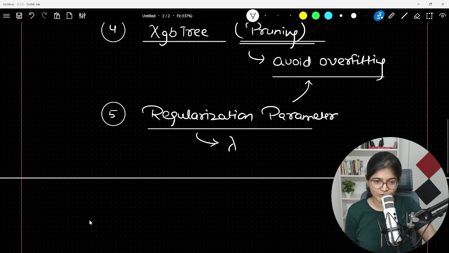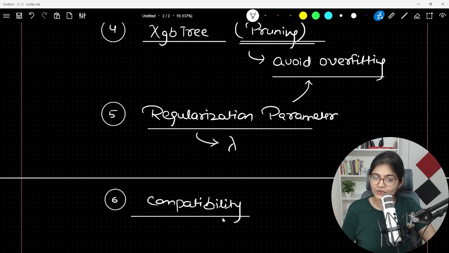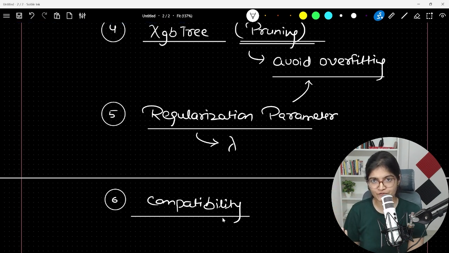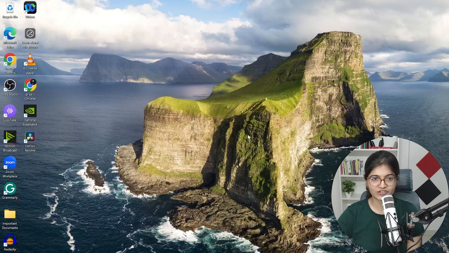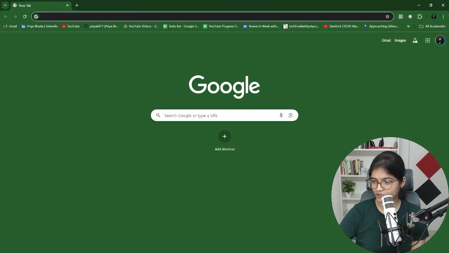And the last interesting thing I want to talk about with respect to this model is its compatibility. One important thing you will observe is that this XGBoost model is not a part of sklearn. For example, usually whenever we call any algorithm, we call it from sklearn.ensemble, where we import random forest classifier, gradient boosting regressor, or random forest regressor. But with respect to XGBoost, let me showcase what I'm trying to convey here. Let me open my Google Chrome.